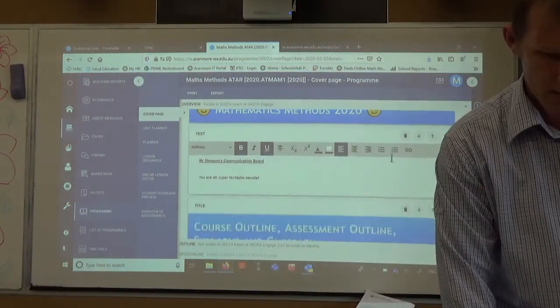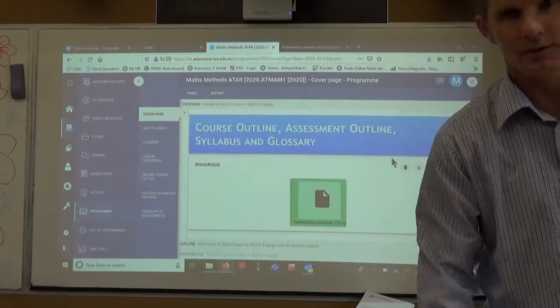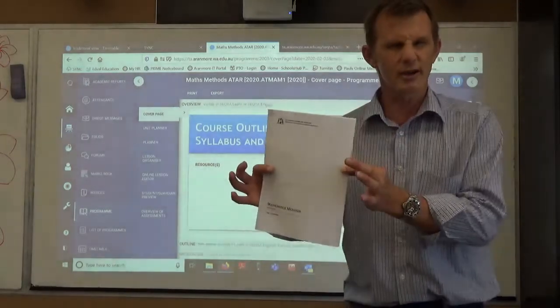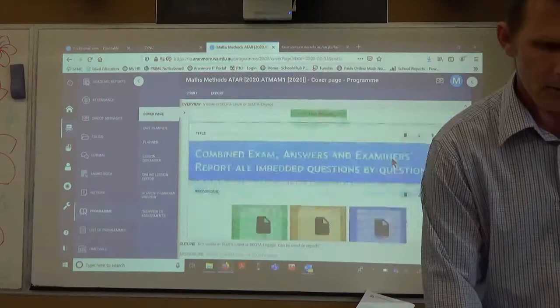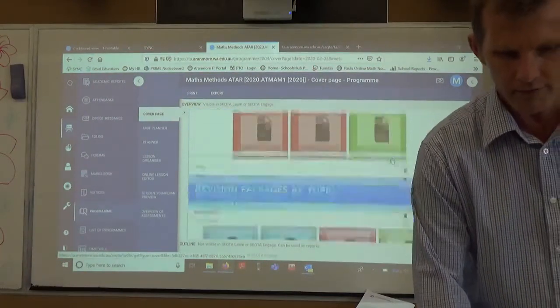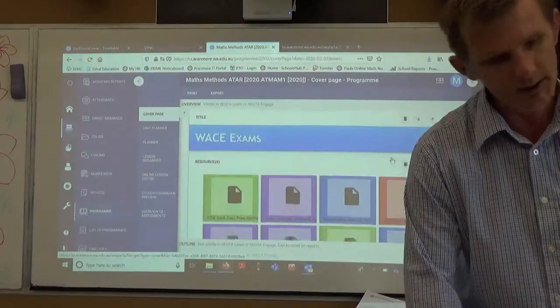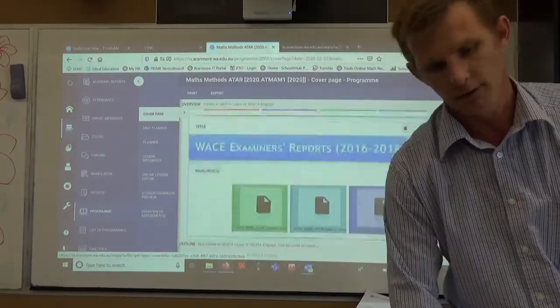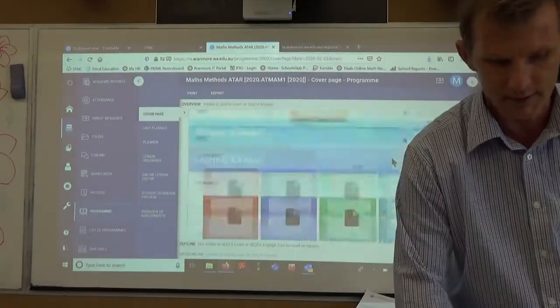If I scroll down further, you'll notice I've got course outline, assessment outline, syllabus, glossary. That's this one here. You can get it off the SCASA website as well. I'll get back to that in a minute. Down here there's a huge amount of material, past tests and the like. Please never tell me that you haven't got enough to do. There is a stack load that I've loaded up there, so there is plenty for you to dive into.